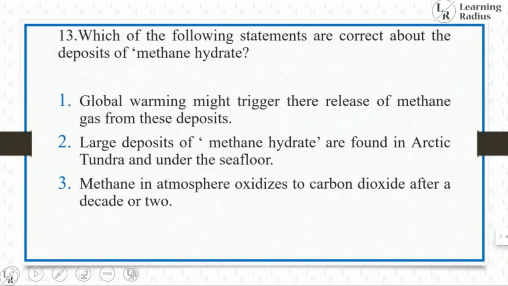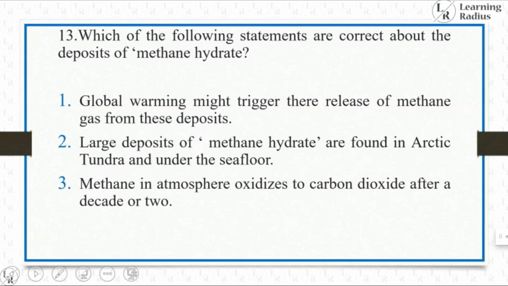Which of the following statements are correct about the deposits of methane hydrate? Global warming might trigger the release of methane gas from these deposits. Large deposits of methane hydrate are found in Arctic tundra and under the seafloor. Methane in atmosphere oxidizes to carbon dioxide after a decade or two. So which of the following statements are correct about the deposits of methane hydrate?